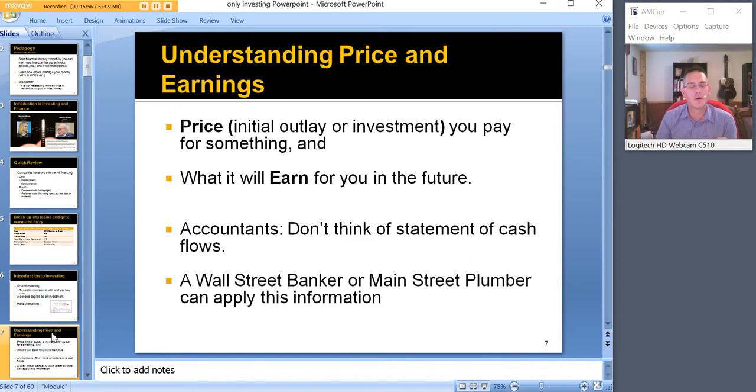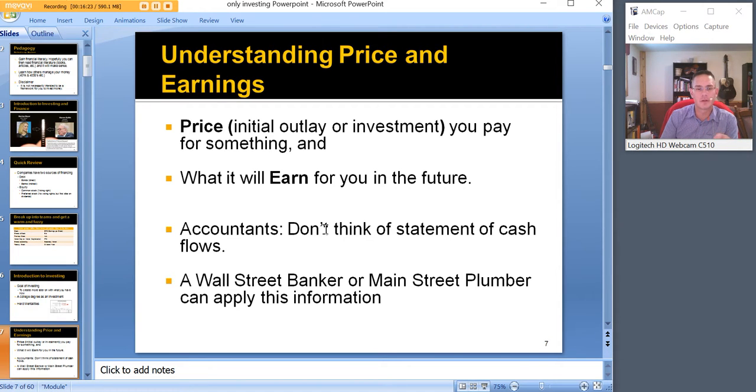So we need to go back, do a little review here, and understand price and earnings again. Price is the initial investment that you pay for something, and earnings is what you earn in the future based on, hopefully, the price you pay. So again, comparing that to a college degree, the price, the initial outlay or investment, is the tuition. What we earn with it in the future is the additional earnings we receive.